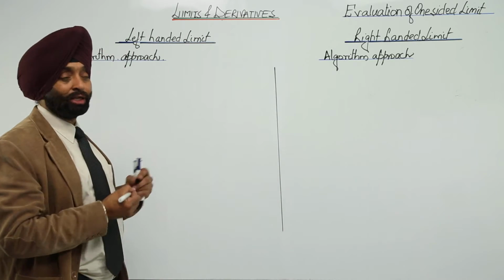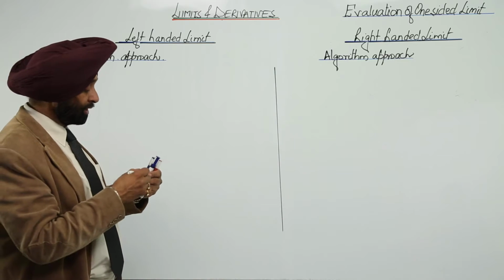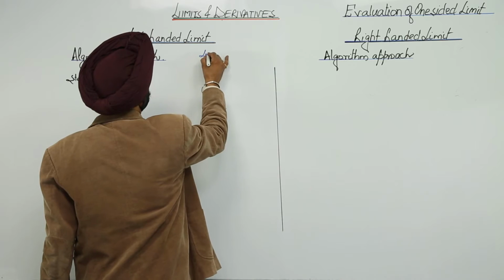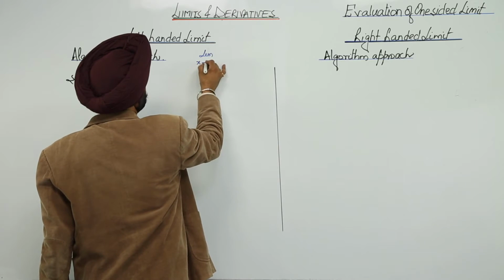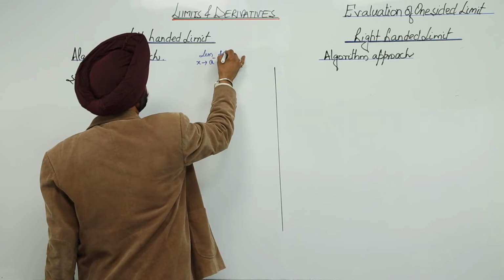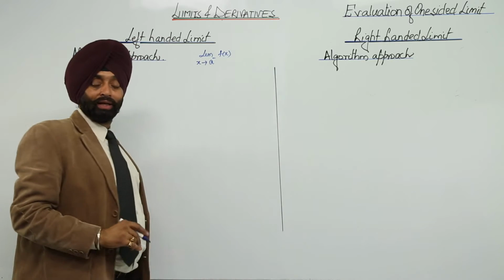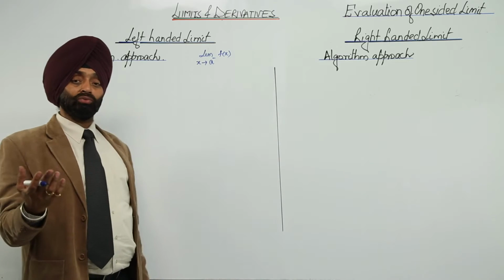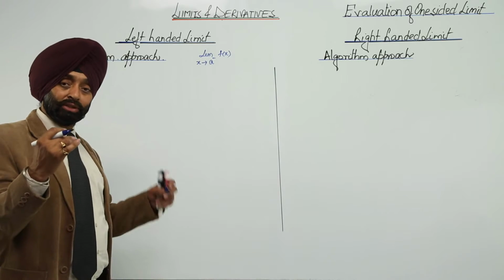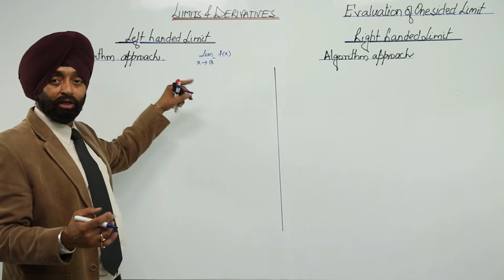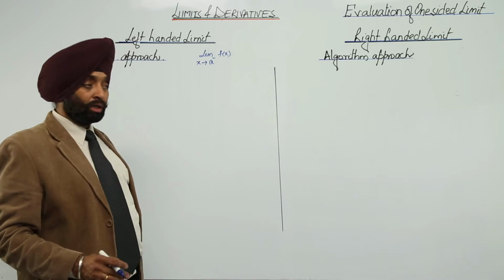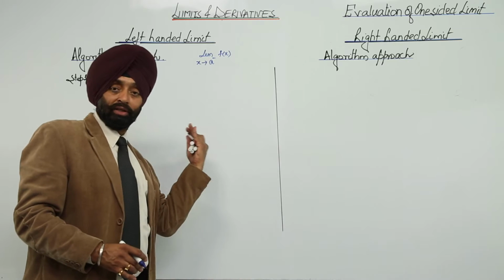Now, left-handed limit. How are we approaching for left-handed limit? We write it like this: limit x approaches a, and on a we write a negative part. Don't pronounce it a minus. So a negative is the symbol for the left-handed limit. Left-handed limit means, suppose this line is the main limit, left-handed means a little bit less than that.